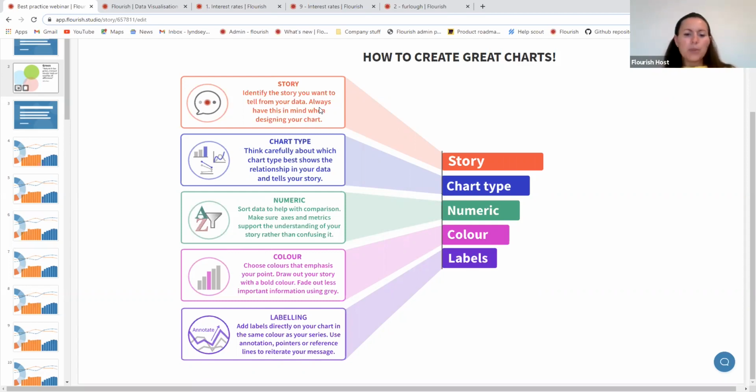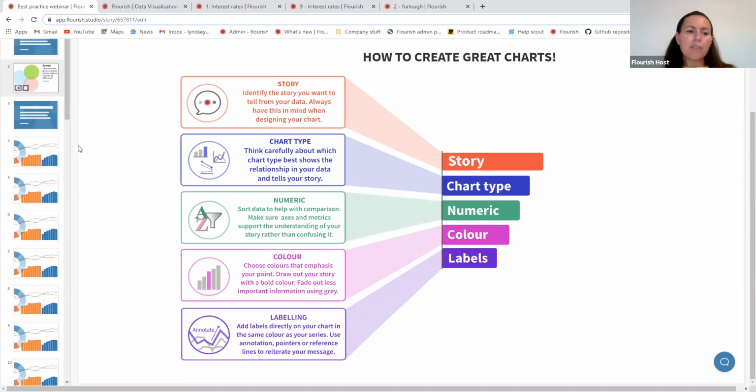And lastly, labeling. Using labels and annotations directly on your chart to reiterate your message. Again, sometimes people seem a bit scared to put text on their chart, but it is really important. It really helps people understand what you're trying to say, to add a bit of text to reinforce your message. But that said, not to add so much text that it overwhelms the chart. So it is a balancing act.